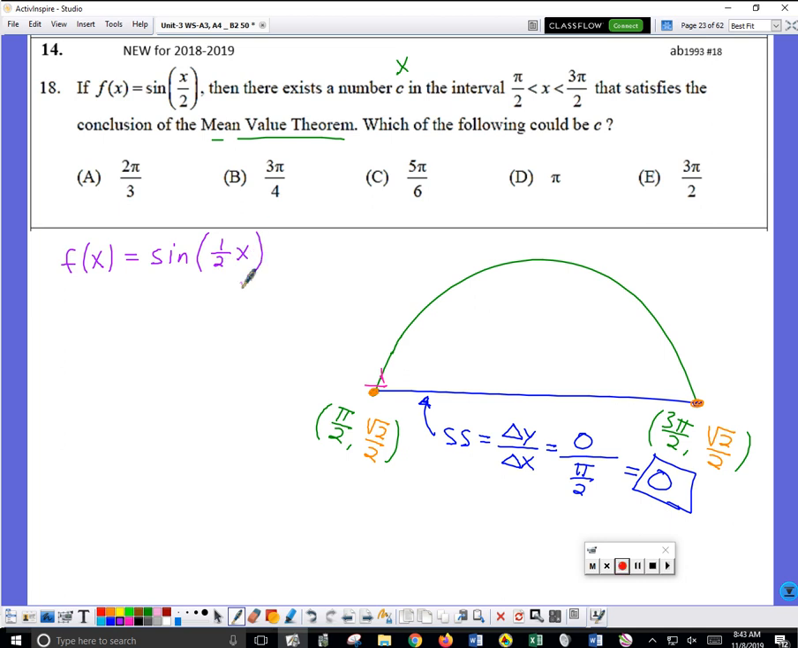Okay, 2 points for Callie. So I take the derivative. This is going to be the cosine of 1/2 x multiplied by the derivative of 1/2 x, which is just 1/2.